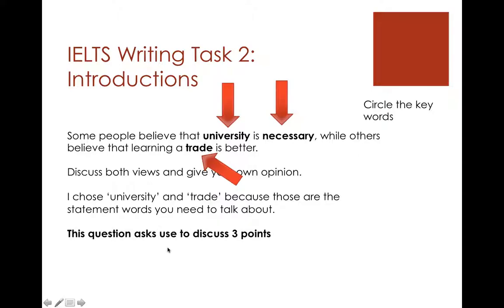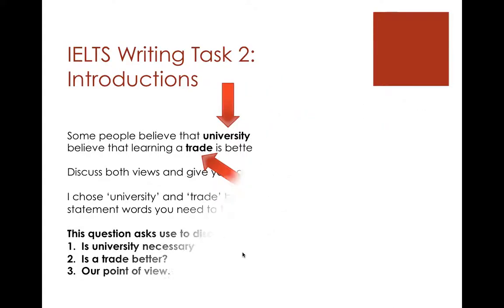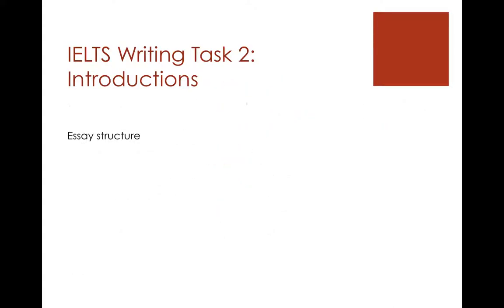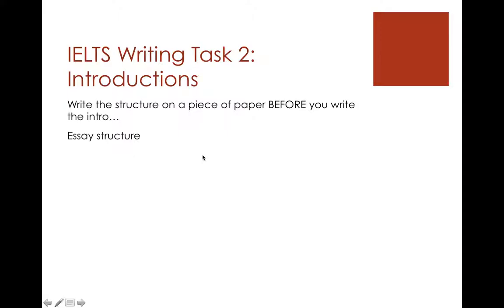So the question asks to discuss 3 points. Is university necessary? Is a trade better? And then give our point of view. Those are the 3 points we need to discuss. So let's do that. Let's look at the essay structure first. On the exam, write the structure on a piece of paper before you write the introduction. This plan will organize your essay.